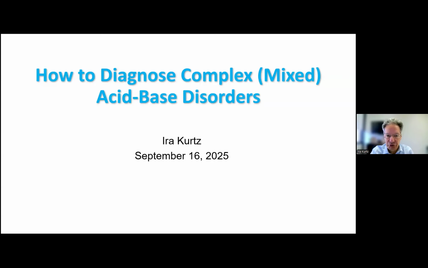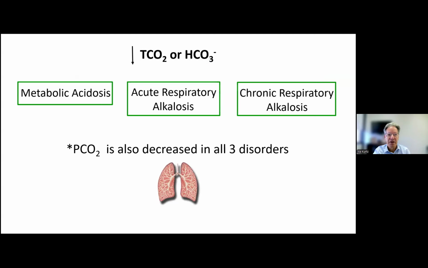So we're going to go through the thought process today as to how to determine whether you have more than one acid-base disorder present and also what those acid-base disorders are. Again, just to review what we talked about previously, we first look at the total CO2 or the bicarbonate and decide if it's decreased, normal, or increased. If it's decreased, you have one of three choices. It's either a metabolic acidosis, acute respiratory alkalosis, or chronic respiratory alkalosis. And remember, the PCO2 is down in all of them.